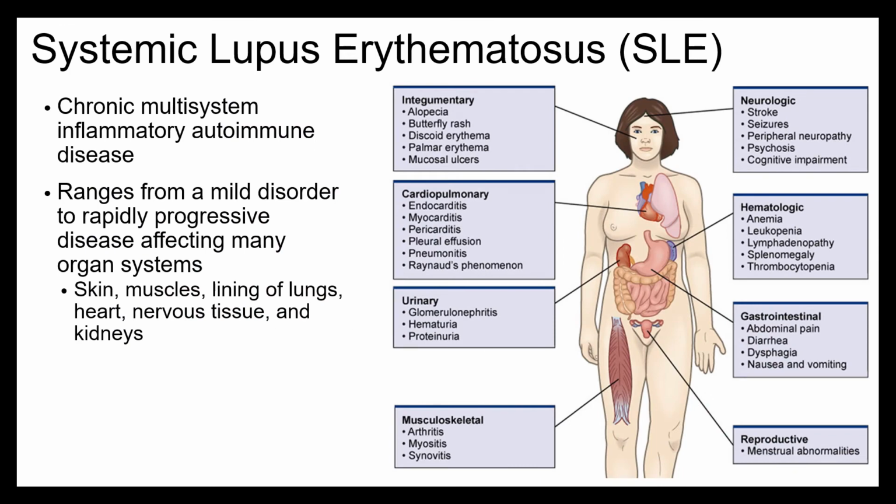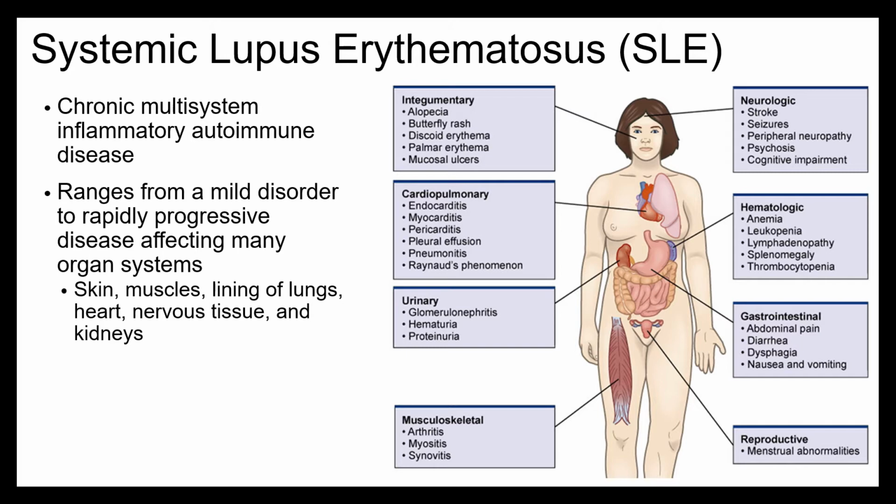The next autoimmune disease that we're going to look at in the musculoskeletal system is systemic lupus erythematosus, otherwise just known as lupus or SLE. This is a chronic multi-system inflammatory autoimmune disease that is characterized by an unpredictable course with alternating periods of exacerbation and remission. It is most commonly occurring in women of their childbearing years and more common in African Americans, Asian Americans, Hispanics, and Native Americans. This disease process ranges anywhere from a mild disorder to a rapidly progressive disease that can affect many organ systems.